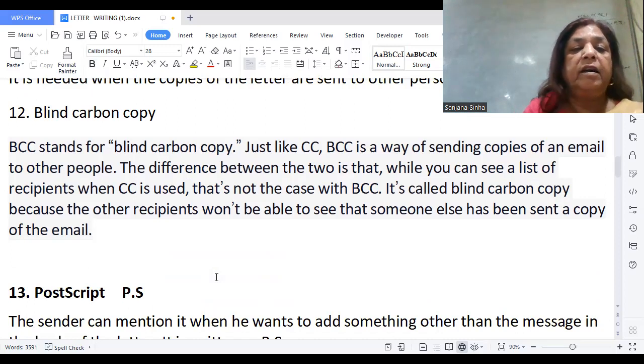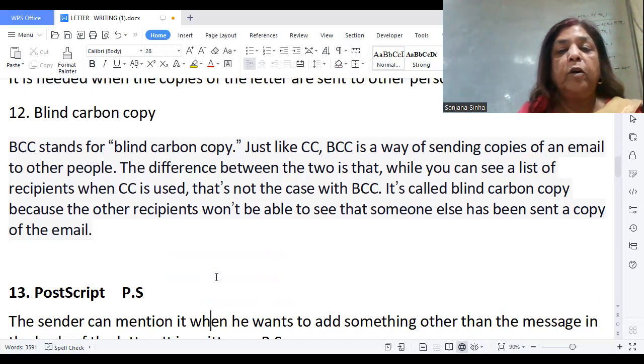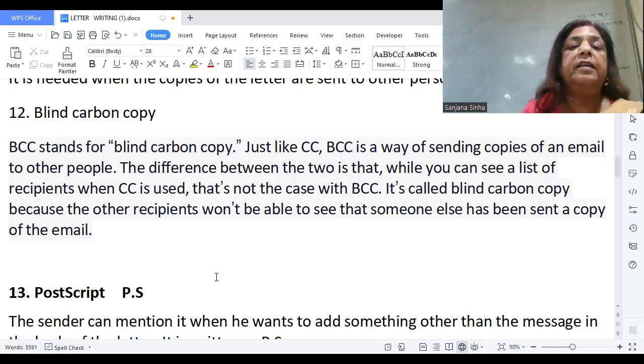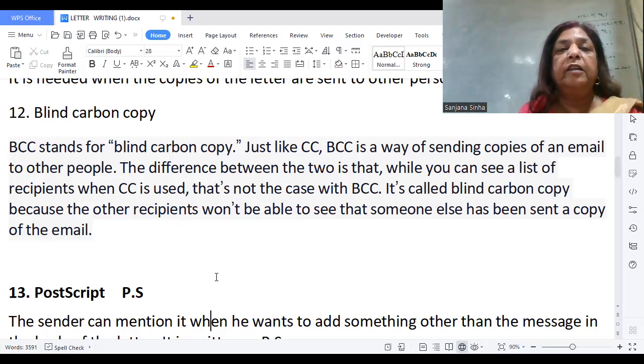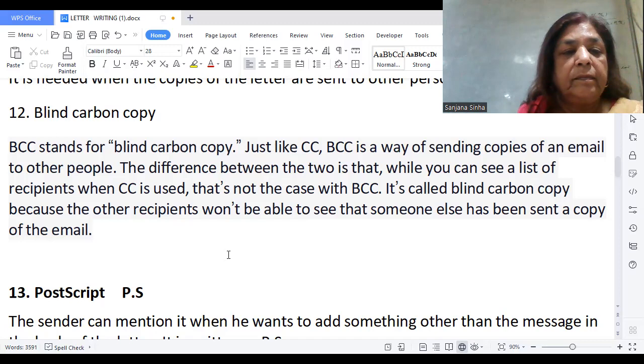Then the 12th is the blind carbon copy. BCC stands for blind carbon copy. It means just like the CC, BCC is a way of sending copies to many people. But in the CC, people know who else has received this letter. In a blind carbon copy, you can send to 100 people, and these people will not know who else you have sent the letter to. So this is blindly sent. Only you will know, and the person who gets this will know. Otherwise, the other people will not know anything about the recipients of the letter.